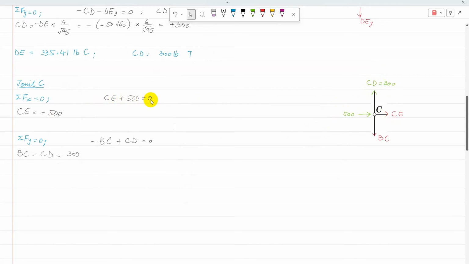CE is positive and 500 both positive. So CE plus 500 is equal to 0, so CE is minus 500. And similarly, sigma Fy: BC is negative, CD is positive. So sigma Fy equal to 0 is minus BC plus CD equal to 0. So BC is equal to CD, and that is plus 300. Now CE is negative, so it is in compression, and BC is positive, so it is in tension.